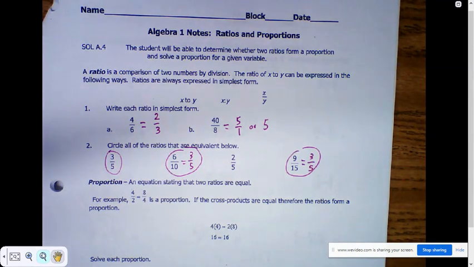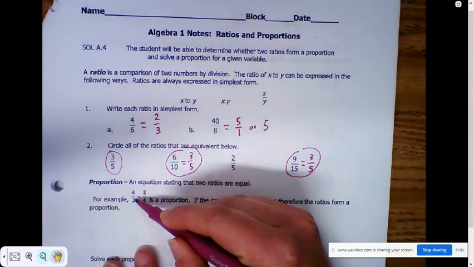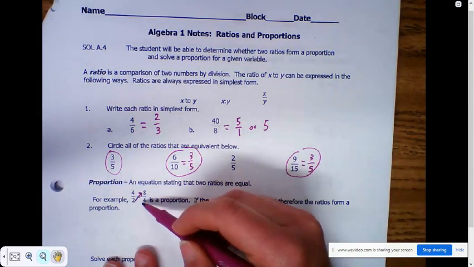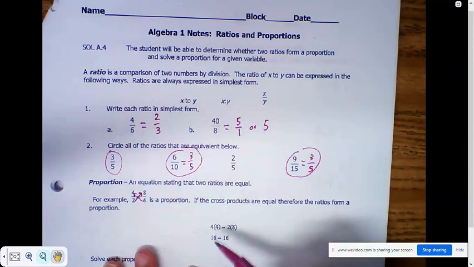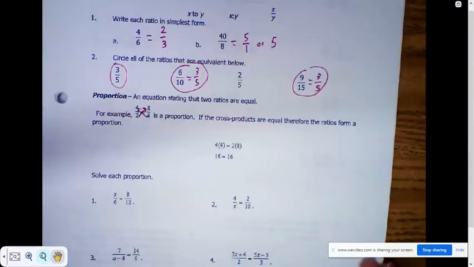So those are ratios. A proportion is just an equation that says that two ratios are equal, so they will simplify to the same thing. So 4/2 equals 8/4. So that's a proportion. The cross products are equal, therefore the ratios form a proportion. So all we're going to do is cross multiply. We do the denominator of one times the numerator of the other one. So 2 times 8 and 4 times 4, they both equal 16. We can use that fact to help us solve proportions.